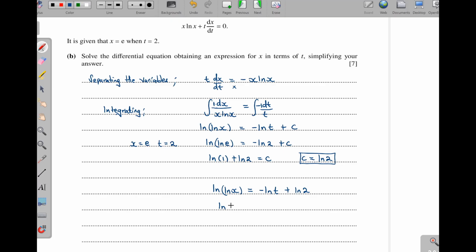We shall have natural log of the natural log of x. Then this one will be equal to subtraction of logarithms to the same base. What do we do to the powers? We divide them. So we have natural log of 2, then minus this. So it will be natural log of 2, then out of what? T. Are we there?